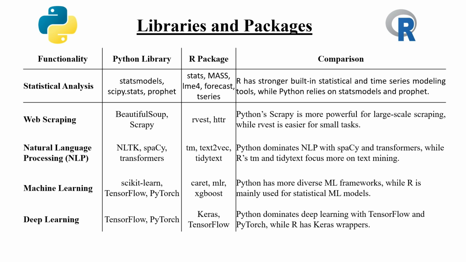So next is machine learning. Python libraries are scikit-learn, TensorFlow, PyTorch, and many more. And R packages are caret, mlr, and XGBoost. These are the popular packages, but there are plenty of other packages and libraries available for machine learning tasks. Similarly, for deep learning tasks, TensorFlow and PyTorch are the best choices for Python, and Keras and TensorFlow are the best choices for R.